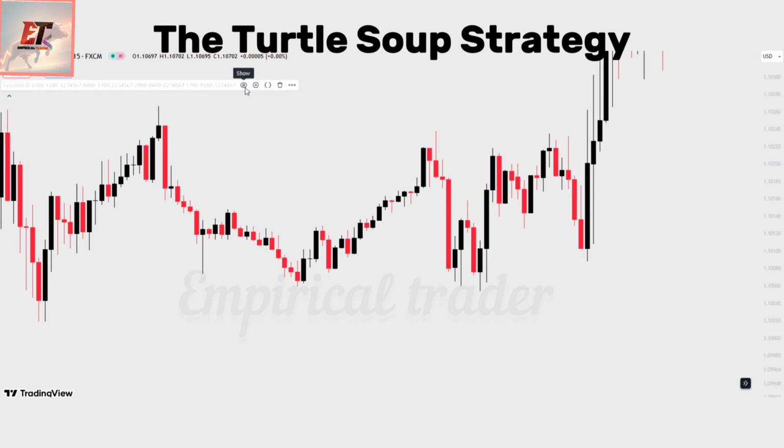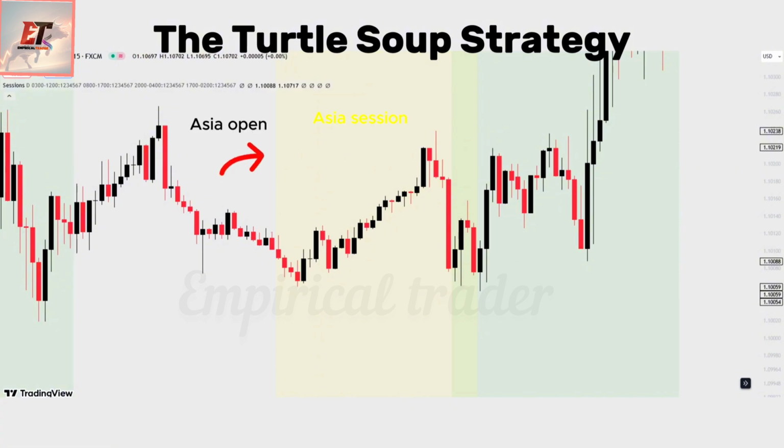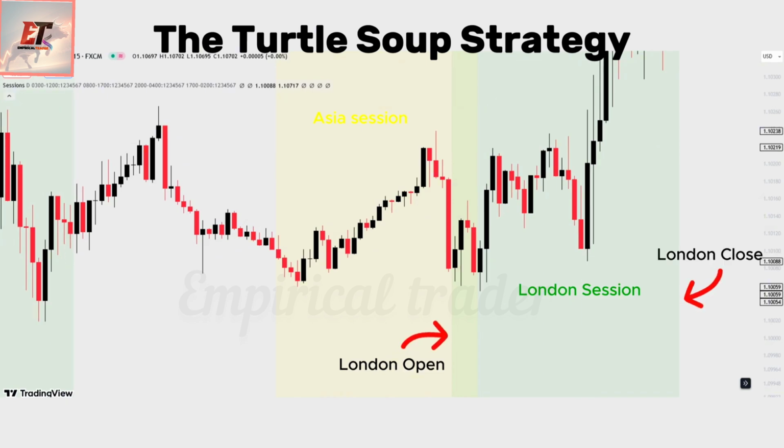If we enable the trading sessions indicator, the yellow rectangle represents the Asia session. The start of the rectangle is the Asian open. The end of the yellow zone is the Asian session close. The start of the green zone is the London session open. The end of the green zone is the close of the London session. Usually, a very popular trading strategy is the counter-trading of the Asian session with the London session.